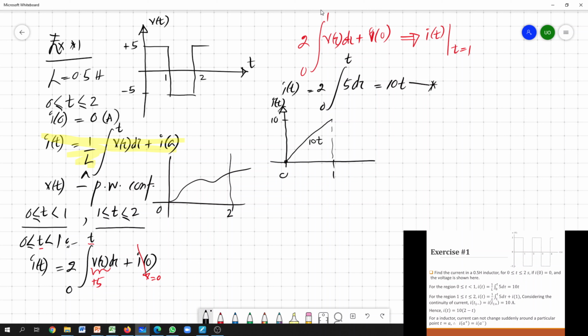If you just put the upper limit as 1, you only capture this value. So you cannot find the trend in between 0 and 1. That's why we put a random variable t in between.